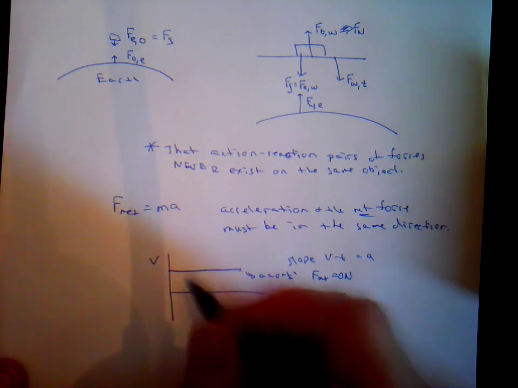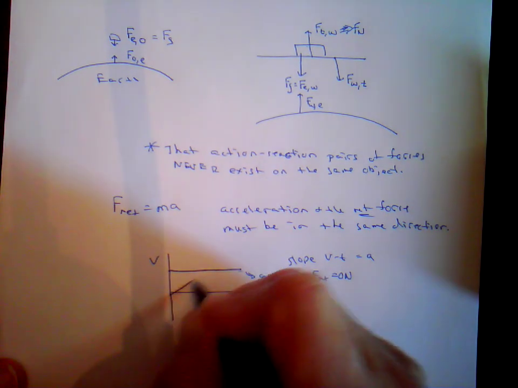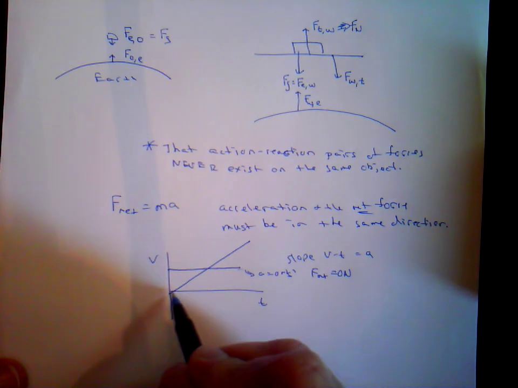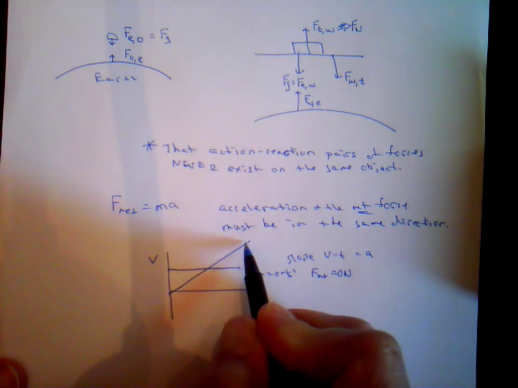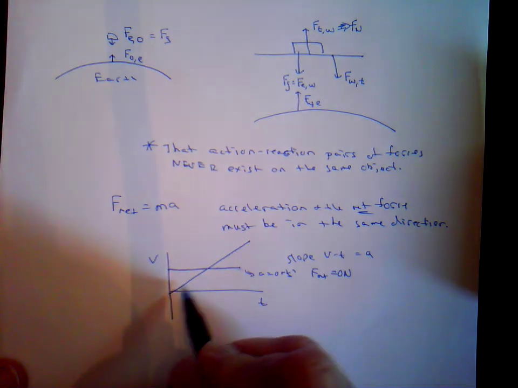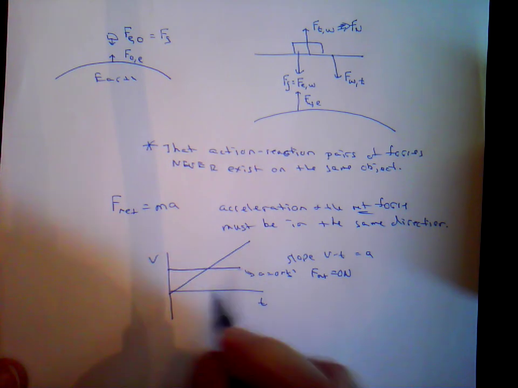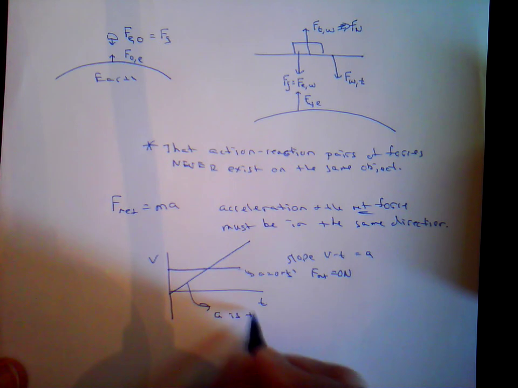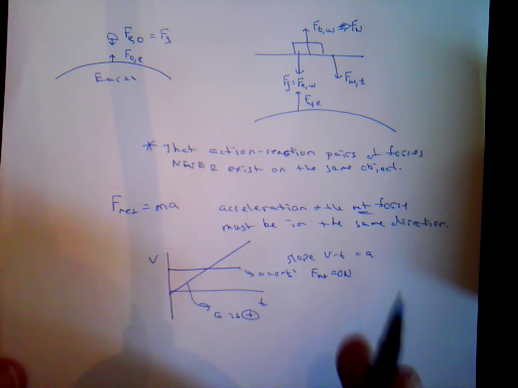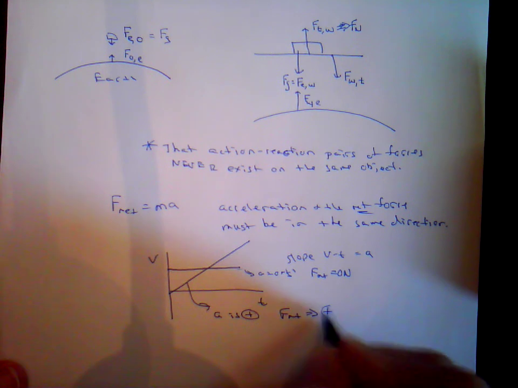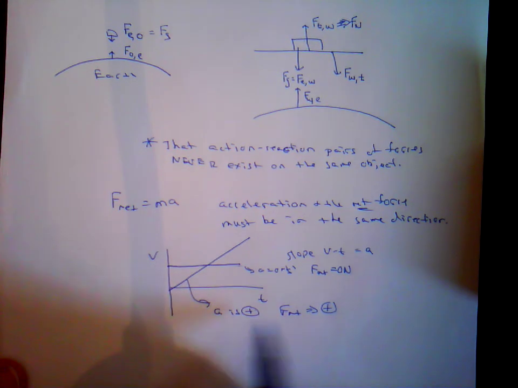Now, let's put the velocity this way, like this. This line is the velocity changing from 0 to some positive velocity. So that means we have a positive slope. The slope is positive, that means the acceleration is positive. We don't know the value because we don't have the numbers in here, which means the net force must be positive also. The acceleration and net force are always in the same direction.